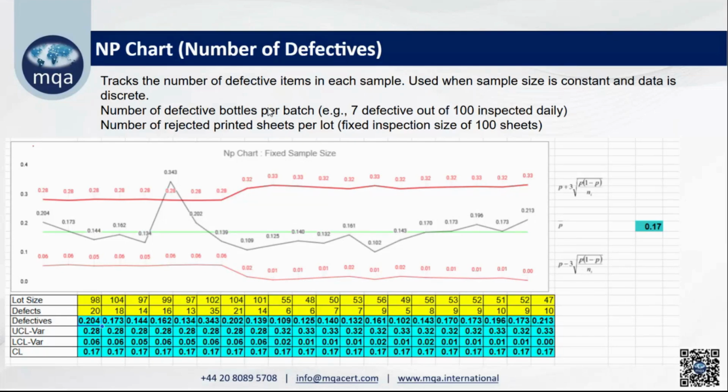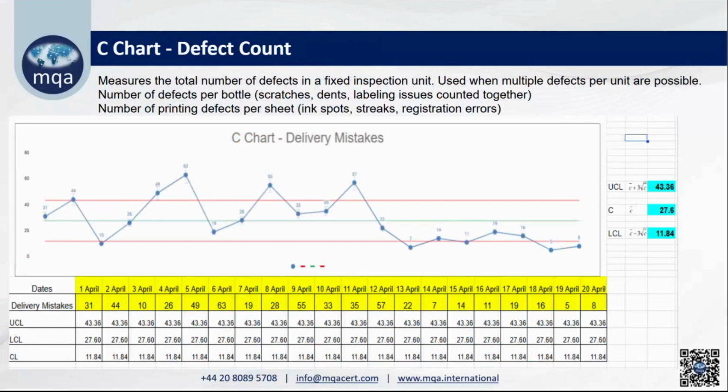Now the C chart. The C chart is basically directly defects. There is no percentage. So, number of defects. What is it? Number of defects, the defect count. We measure the number of defects in a fixed inspection unit, which can have multiple defects. So the number of defects in a bottle like scratch, dent, labeling issues are counted together, double counting, etc. Printing defects like ink spots, streaks, registration error, etc.